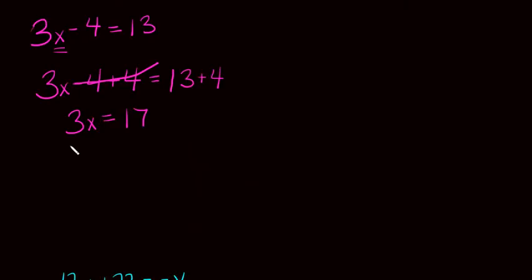And if I multiply by the inverse, which is 1/3, I know that's the same as dividing by 3. If I divide by 3 on one side, I need to divide by 3 on the other. That takes this out. This is now just x, and x equals 17 thirds.